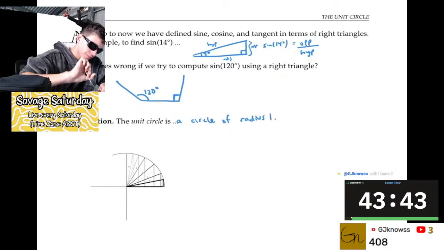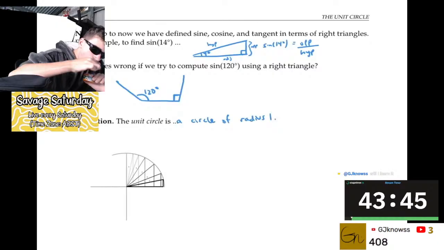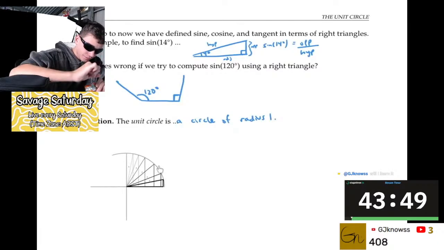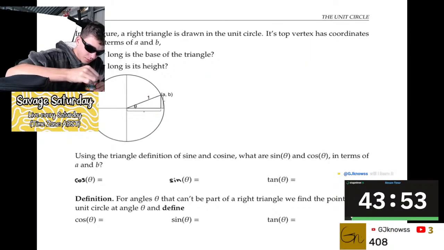The figure below illustrates how right triangles and the unit circle are related. If you draw right triangles with hypotenuse 1, with larger and larger angles, then the top vertex sweeps out part of a unit circle. Let's look at this relationship in more detail. In this figure, I've drawn a right triangle inside a unit circle. The hypotenuse of the triangle is the radius of the circle, which is 1.